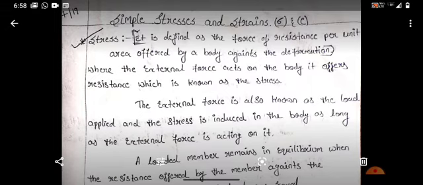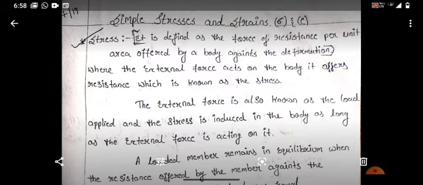What is stress? It is defined as the force of resistance per unit area offered by a body against the deformation. Means whenever we apply external force on the body, what happens? It will undergo some resistance. So it will withstand some resistance, which is known as the stress. Means whenever you apply some load on any component, it will offer some resistance to that external force applied.